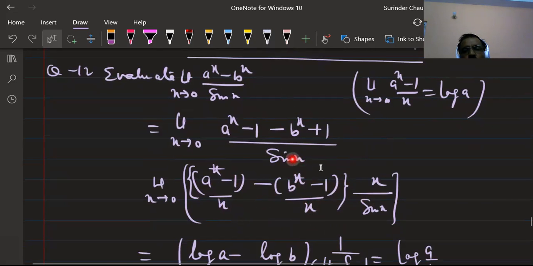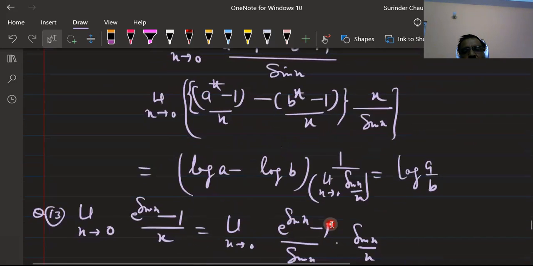into the denominator, x upon sin x, or we can write it as 1 upon (sin x upon x). Now, using the limit of the product of limits, the limit of this is equal to limit x tends to 0 of (a to the power x minus 1) upon x, which is log of a, minus limit x tends to 0 of (b to the power x minus 1) upon x, which is log of b, and the limit of this is equal to 1. So it is equal to log of a minus log of b.